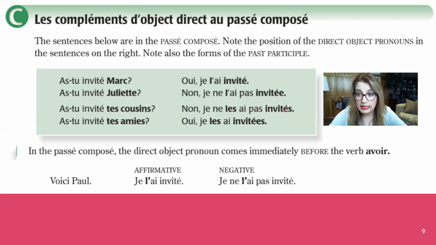Here, invité is the past participle of the verb inviter, of course, and it should agree with les, which is tes cousins, masculine, plural, so we add an S. Same thing, as-tu invité tes amis? Have you invited your friends? Which is feminine, plural. So les is feminine, plural, and invité, the past participle, should be feminine, plural, so we add the feminine E and the plural S.